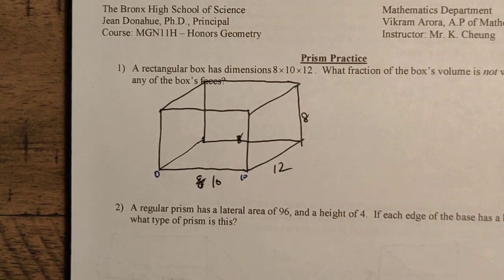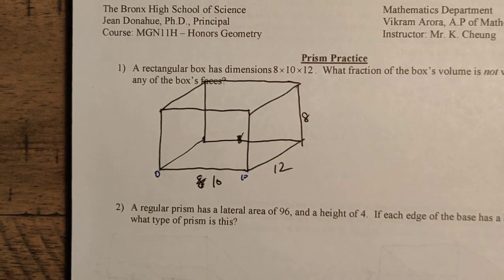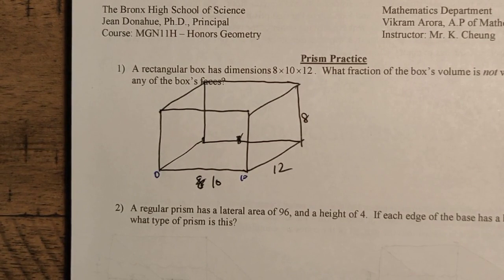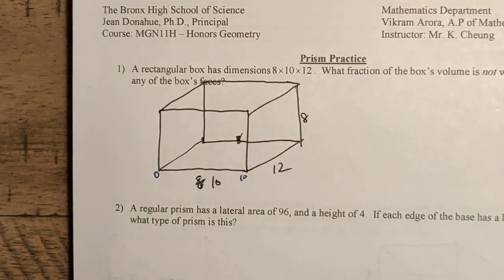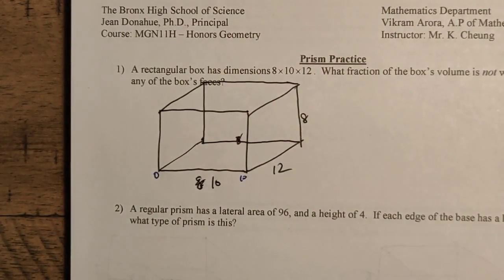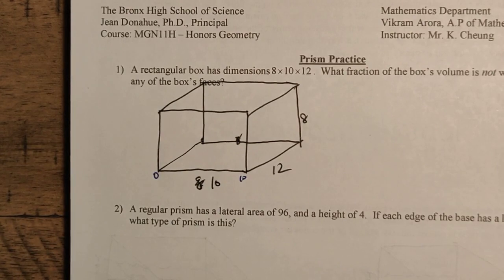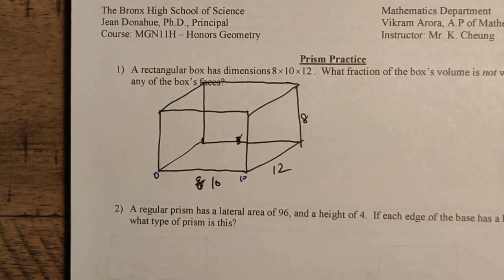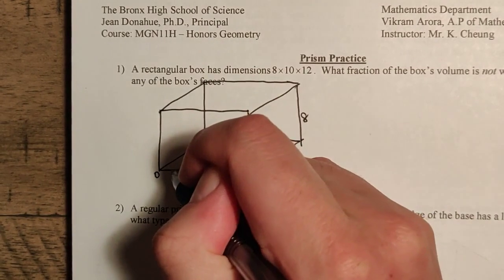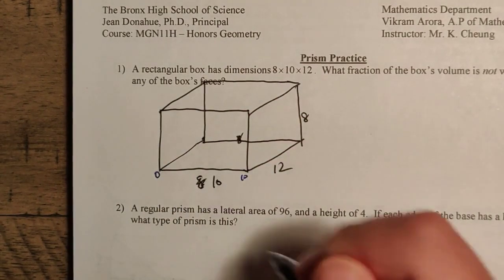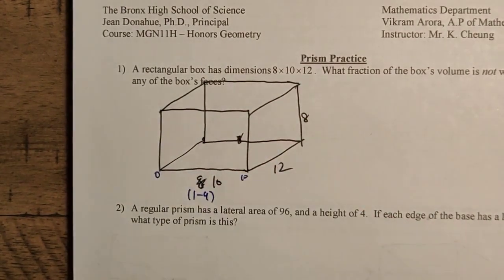Now, if we don't want to be within a unit of any of the box's faces, which are at 0 and 10, where will we be? We should be somewhere between 1 and 9, right? Because we want to have that 1-unit buffer space on each end. So that means it's going to be somewhere between 1 and 9 along this dimension here, right?